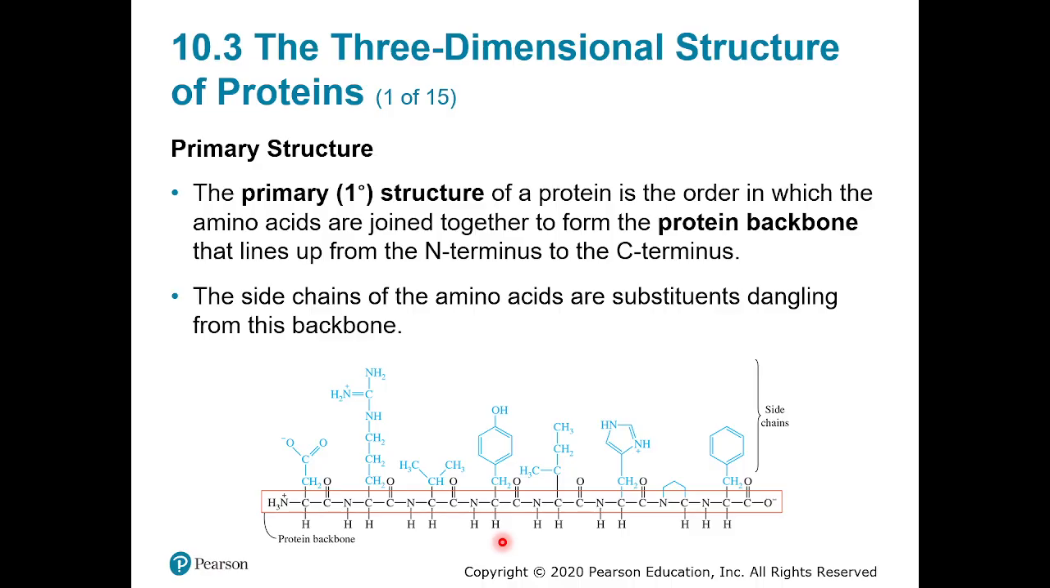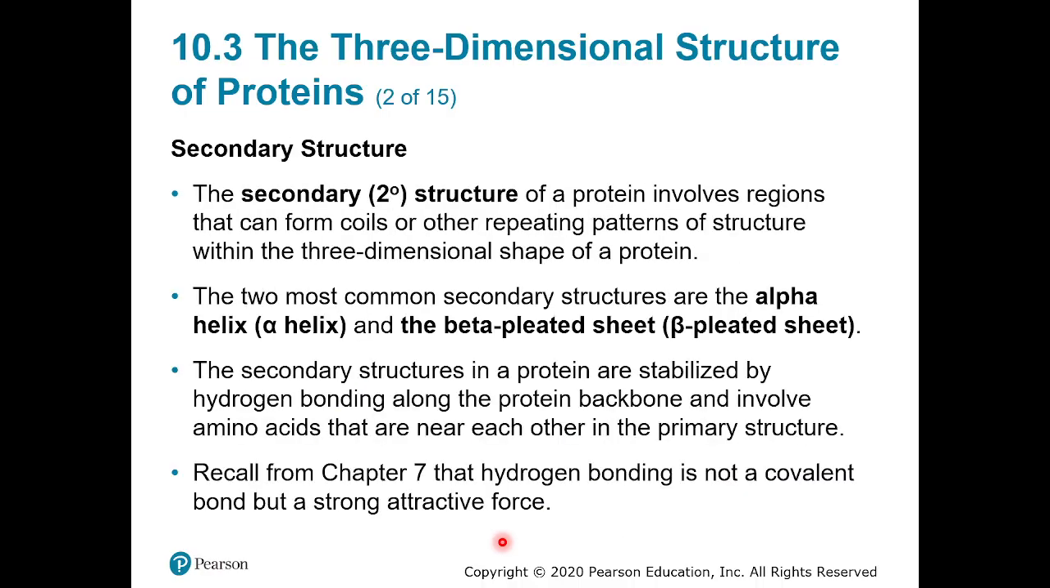Notice that does not give you the entire information about the protein. That would be like looking at the skin of a car, right? It doesn't give you all the details about a car, does it?